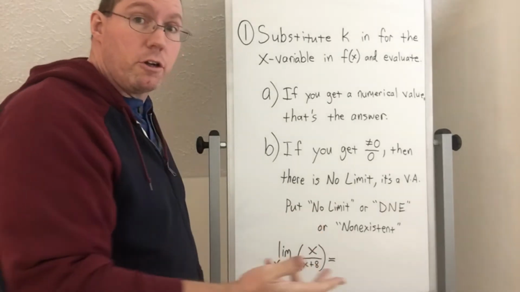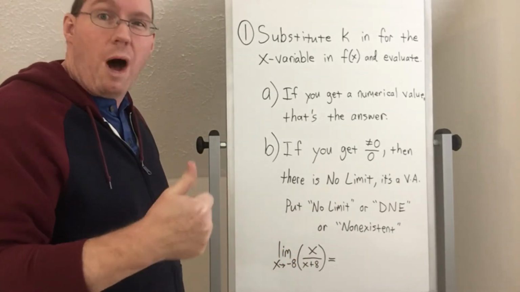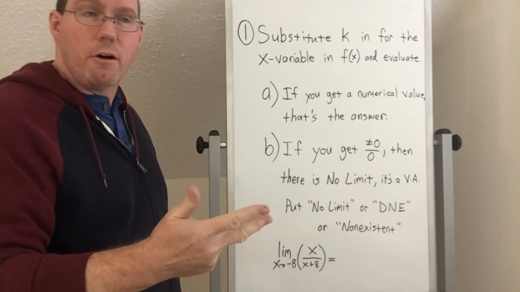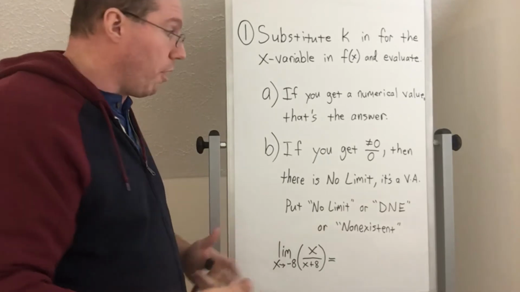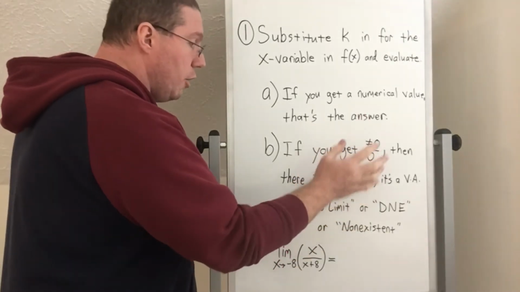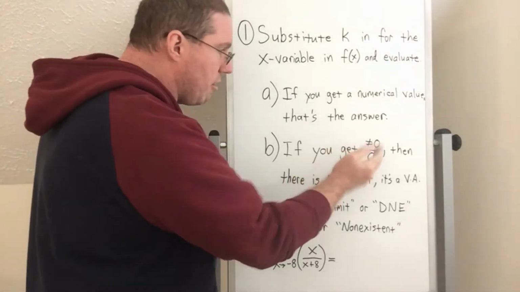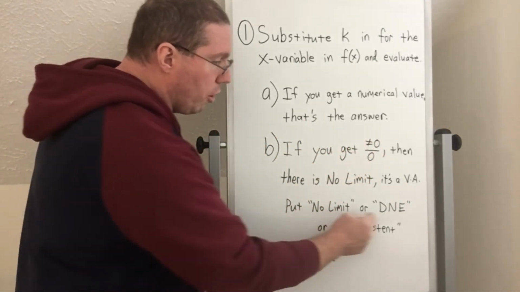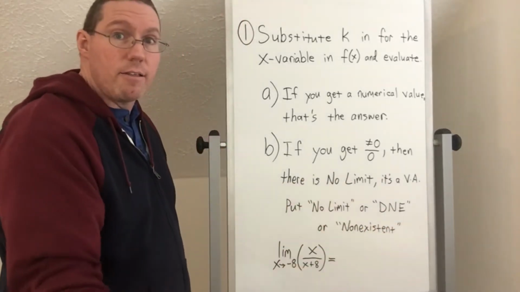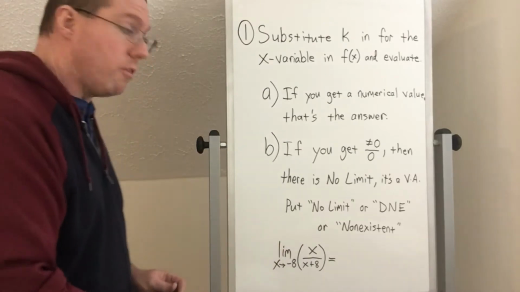You've encountered a vertical asymptote, and with a vertical asymptote, the answer is no limit. Why? Because it's either infinity, or negative infinity, or neither one of those things. But there is absolutely no limit. So here's what you're going to put for the answer. Anytime you get not 0 over 0, you're going to put no limit, or DNE for does not exist, or non-existent. They all mean the same thing.